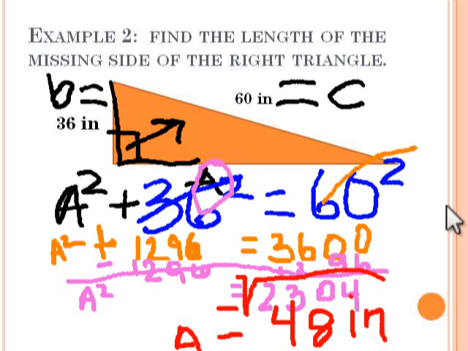Hopefully that helped you figure out the length of a missing side of a right triangle using the Pythagorean theorem, which we lovingly call a squared plus b squared equals c squared. Good luck!